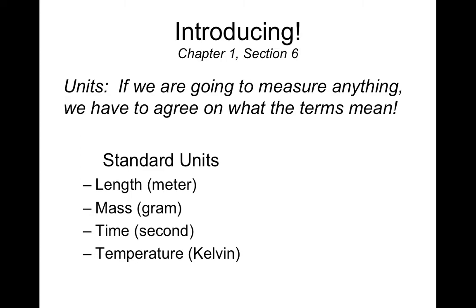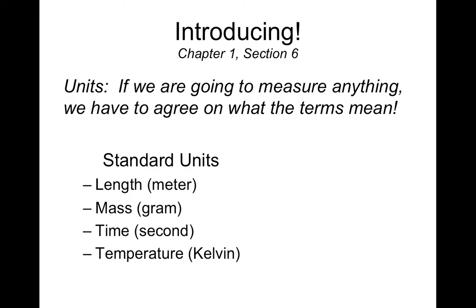So we go back to units. Units are important. If we're going to measure anything, we have to agree on what the terms themselves mean. So we've got some standard units in chemistry and physics. And the dimensions that I want to deal with here are these four: length, mass, time, and temperature. The unit that we use for length, as you can see, is the meter. The unit that we use for mass is the gram or the kilogram. For time, it's seconds, and for temperature, it's kelvins. Sometimes we use degrees Celsius. We'll talk about that in just a minute.